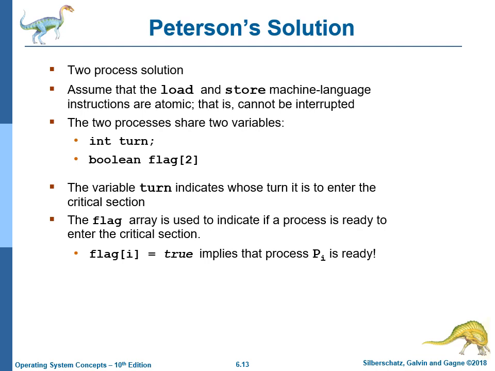Okay, so in Peterson's solution, it suggests a two process solution. And then we have load and store machine language instructions that will be atomic and cannot be interrupted. So the two processes share two variables, okay? Which are int turn and boolean flag. The variable turn will indicate which process is the next process that will enter the critical section, and the flag array will indicate which process is ready to enter the critical section. So they apply the mutual exclusion. It takes turns for the next process that will enter the critical section, and the array indicates which process is ready to enter the critical section.